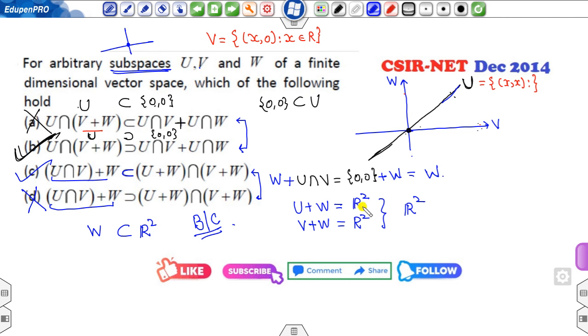Or instead of R2 you can see W plus V is a collection of all those elements whose first component is 0, plus V because it's a plus sign. So all those elements of the first axis and this second component.